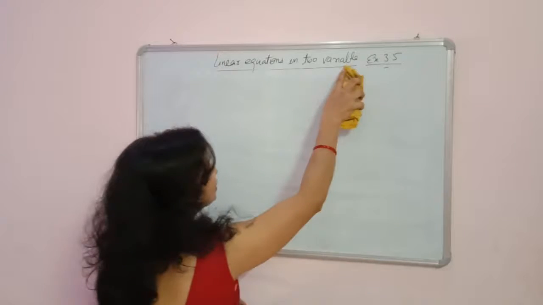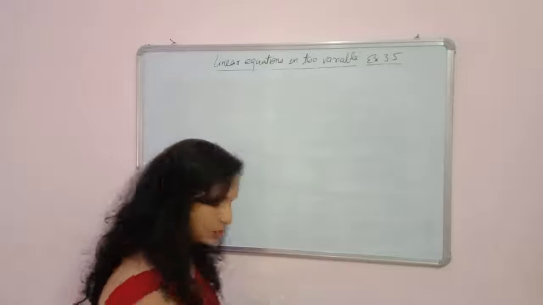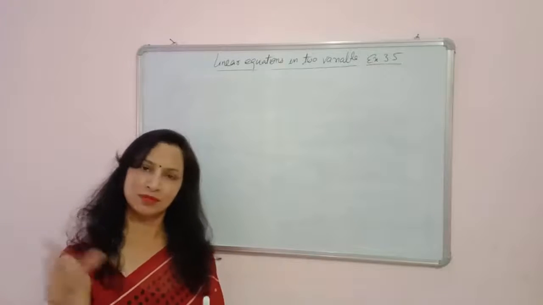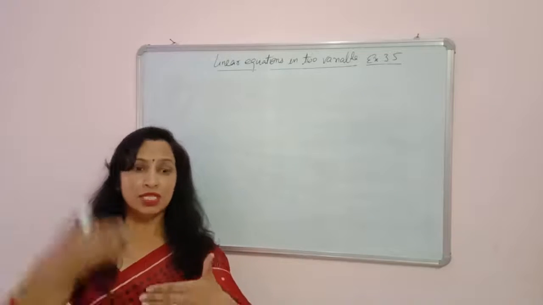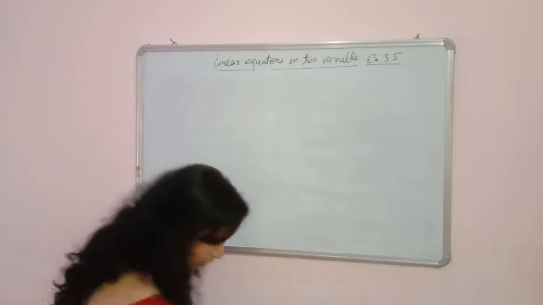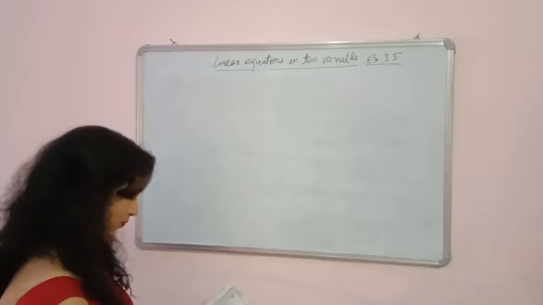So it's easy to understand that if the cars are moving in the same direction, the difference of the distances covered by both the cars is equal to AB. And if they are moving in opposite directions, the sum of the distances covered by both the cars should be AB, that is 100. Now this is the last question of exercise 3.5.